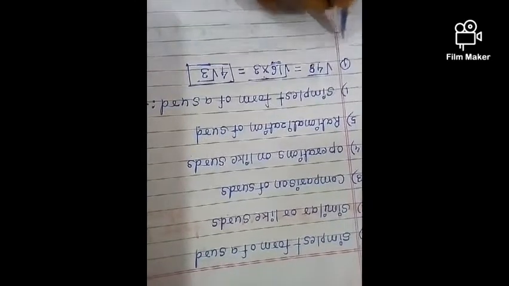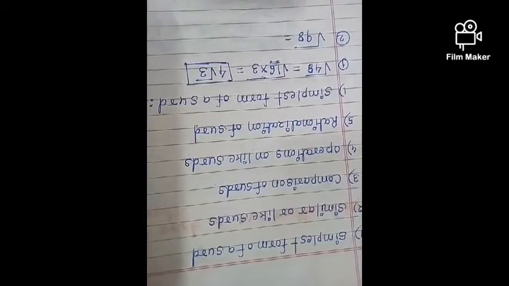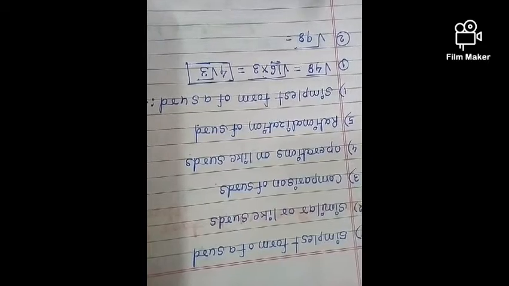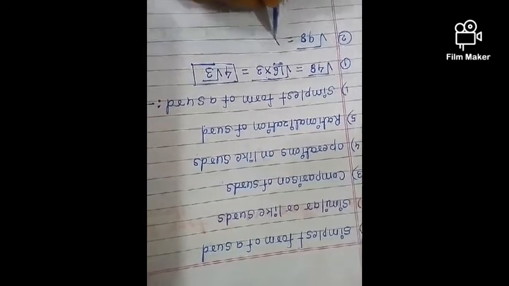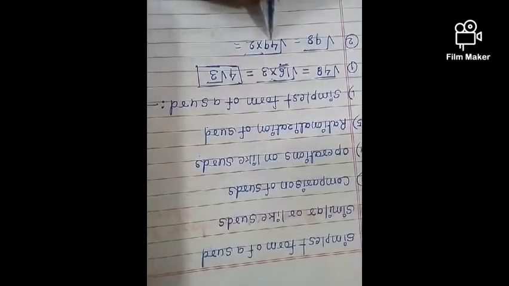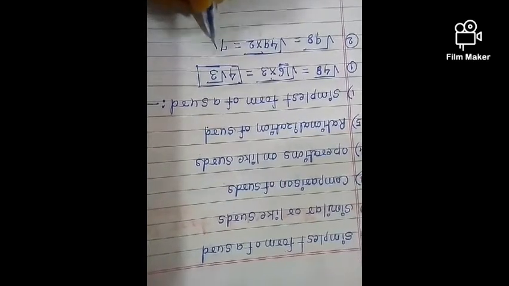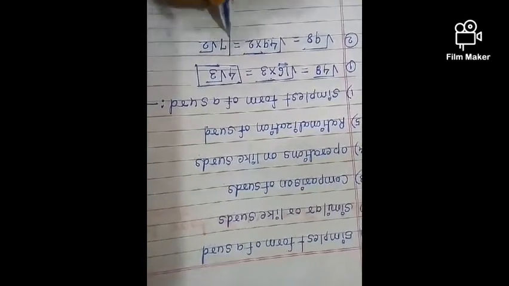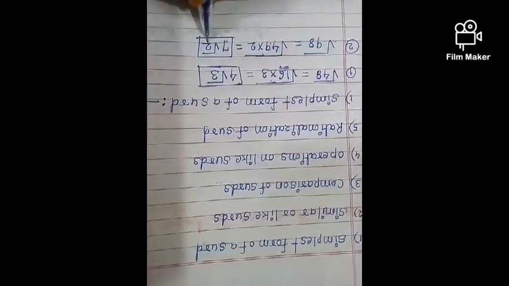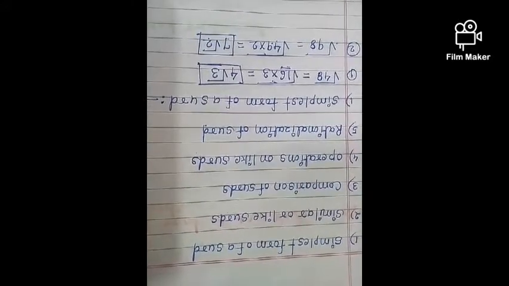See next example, second one, root 98. Find the factors of 98. One number must be a perfect square. So 98 factors are 49 times 2. Here 49 is the square of 7. So take this square root 7 outside, under root 2. This is your answer. Square root of 98 is 7 root 2. I hope students all of you understood the simplest form of surd.